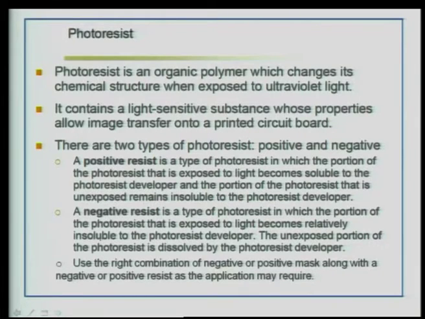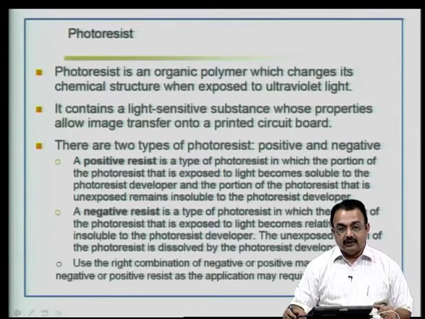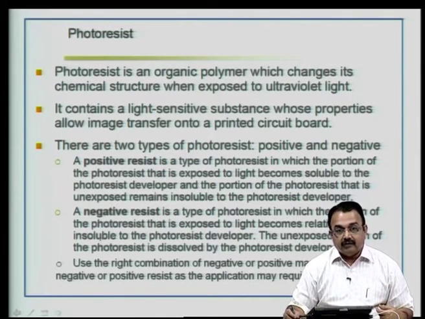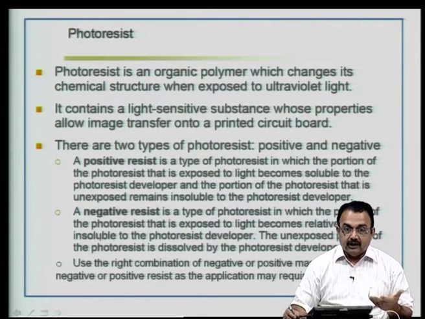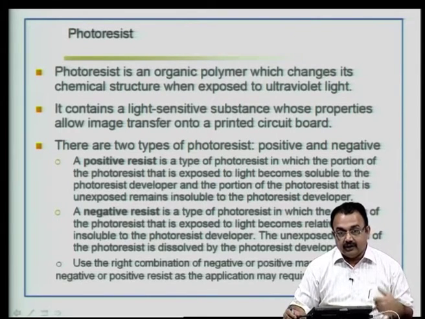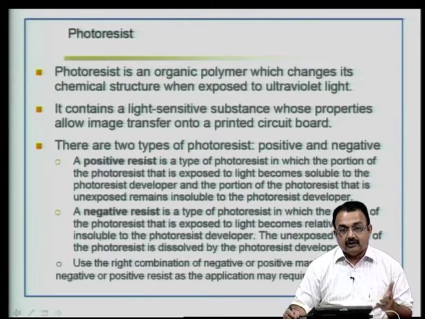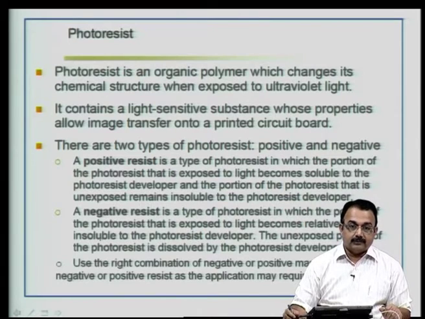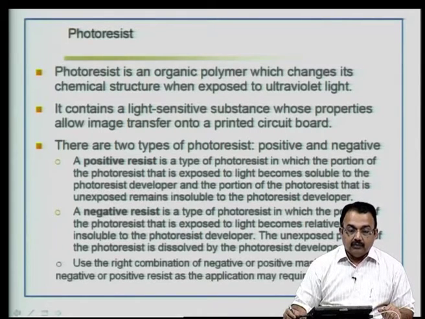So, what is a photoresist? A photoresist is an organic polymer which changes its chemical structure when exposed to UV light. So, our first job is to coat a photoresist and expose it to UV light using a mask. You remember the mask that we have prepared for the various layers. So, we use a mask and expose it to UV light. Certain areas will be exposed to UV light and certain areas will not be, depending on the mask. So, it contains a light sensitive substance whose properties allow image transfer onto a PCB.